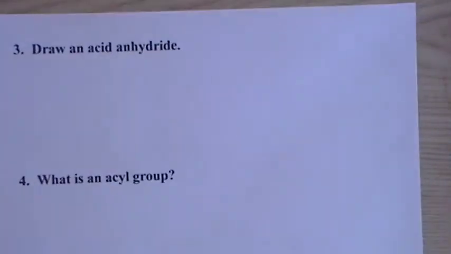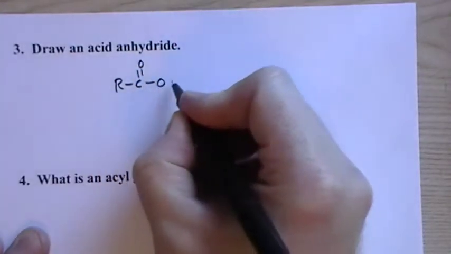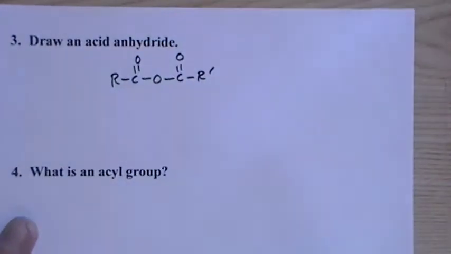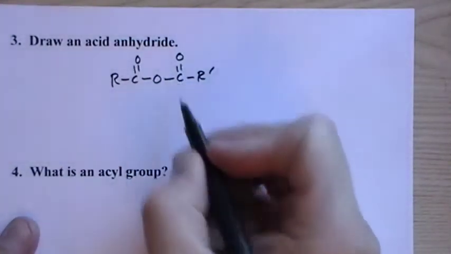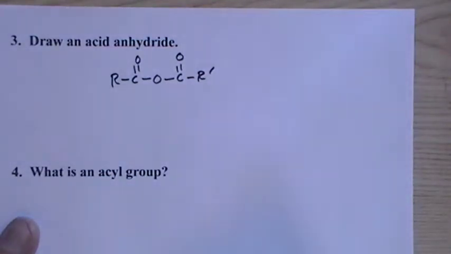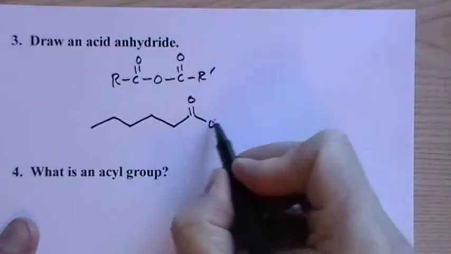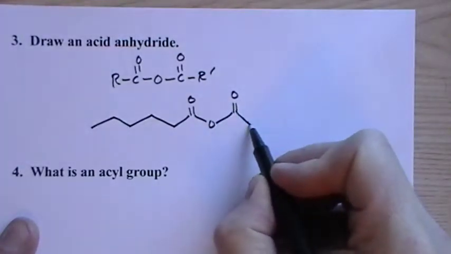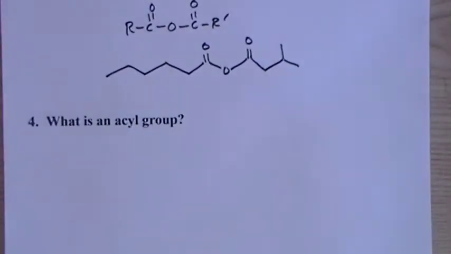And it says draw an acid anhydride. So the general form here is a pretty large molecule, but that's a general form where you have that C double bonded to O connected by an oxygen to another C double bonded to O. So we could have something like this, if you were asked to give a real example rather than just a general form.